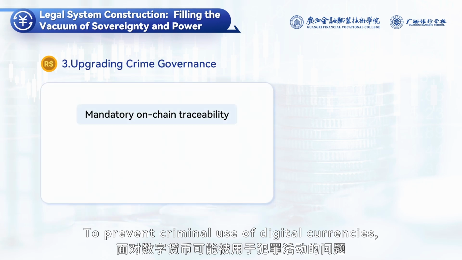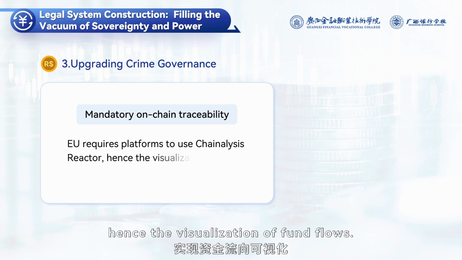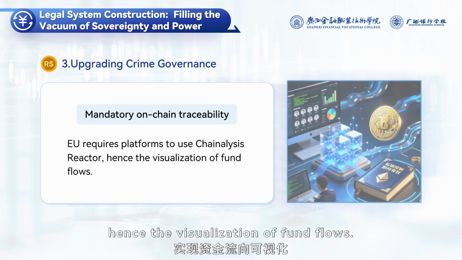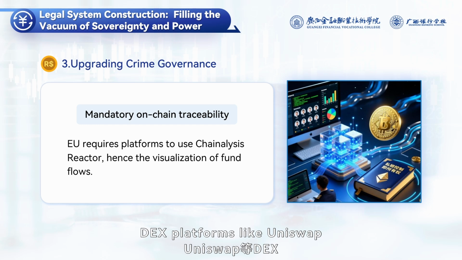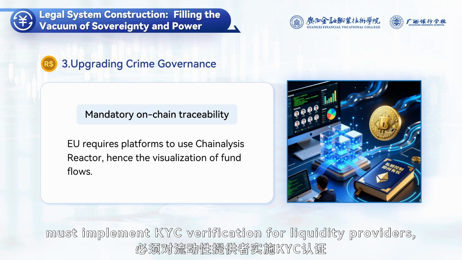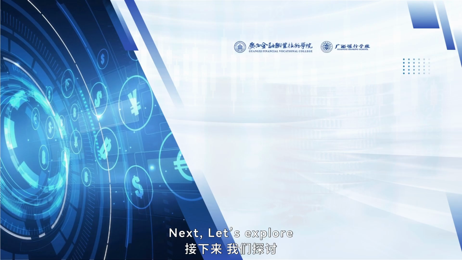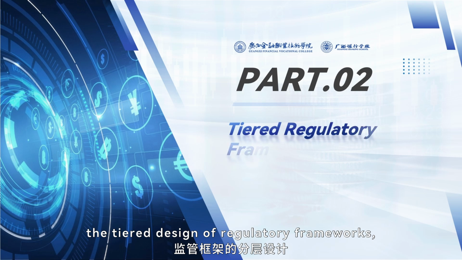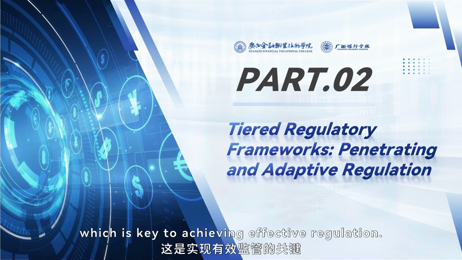To prevent criminal use of digital currencies, the EU requires platforms to use Chainalysis Reactor, hence the visualization of fund flows. Additionally, under the EU's funds transfer regulation, DEX platforms like Uniswap must implement KYC verification for liquidity providers, breaking down the protocol neutrality barrier. Next, let's explore the tiered design of regulatory frameworks, which is key to achieving effective regulation.